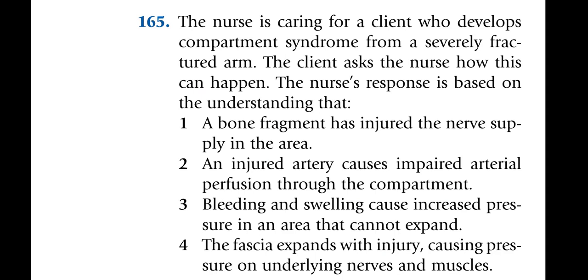165. The nurse is caring for a client who develops compartment syndrome from a severely fractured arm. The client asks the nurse how this can happen. The nurse's response is based on the understanding that 1. A bone fragment has injured the nerve supply in the area. 2. An injured artery causes impaired arterial perfusion through the compartment. 3. Bleeding and swelling cause increased pressure in an area that cannot expand. 4. The fascia expands with injury, causing pressure on underlying nerves and muscles.